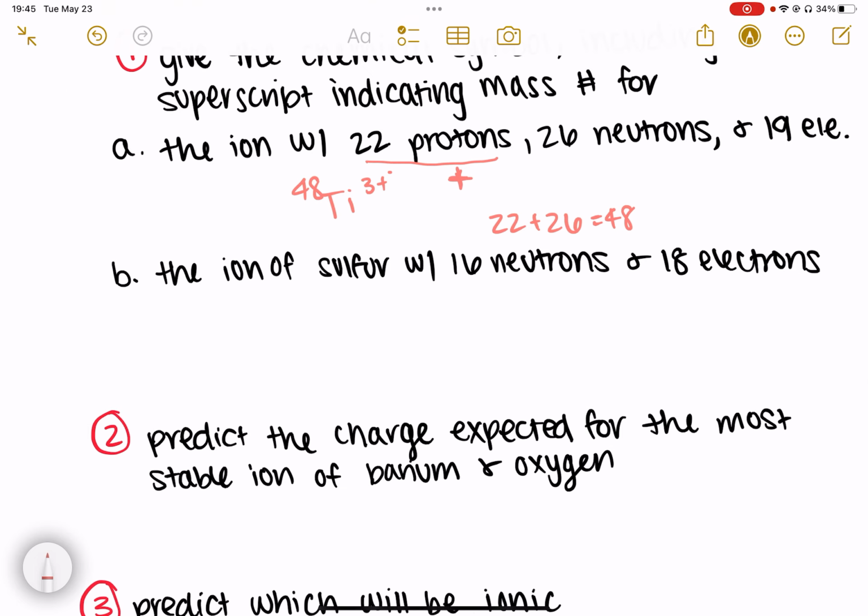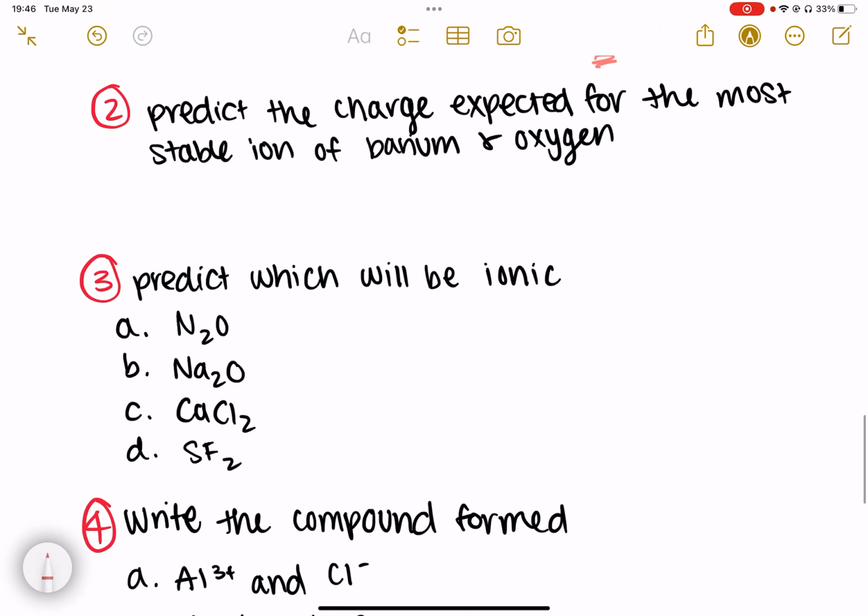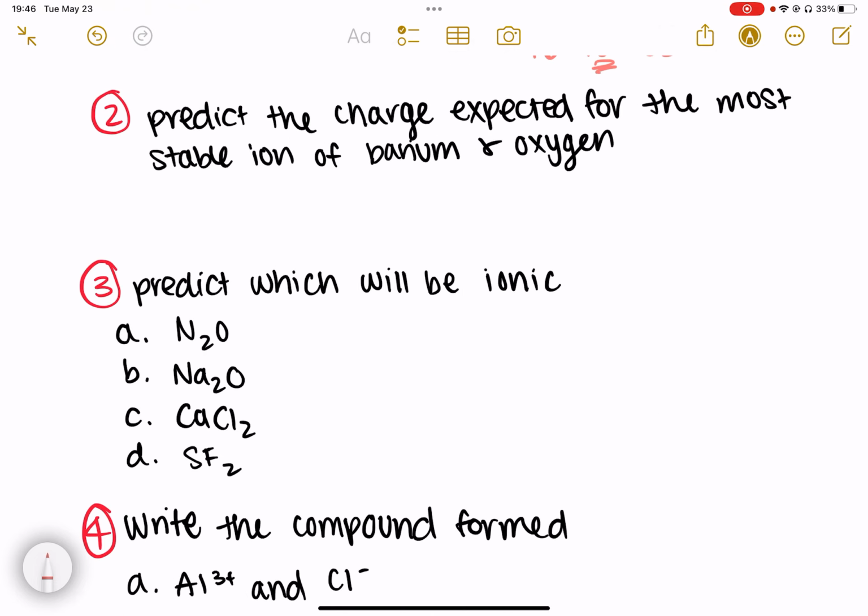Okay, so the next one, I know I have sulfur already. I have 16 neutrons plus 16 protons, which equals 32 mass. And then I also have 18 electrons, but I only have 16 protons, so I'm going to know I have a 2 minus.